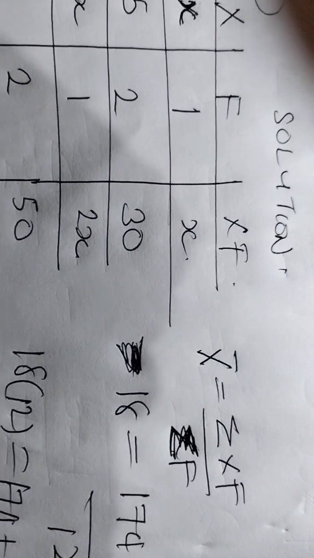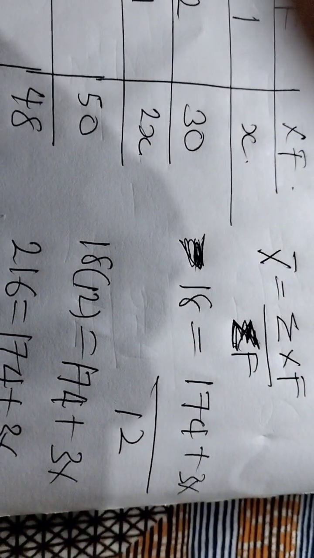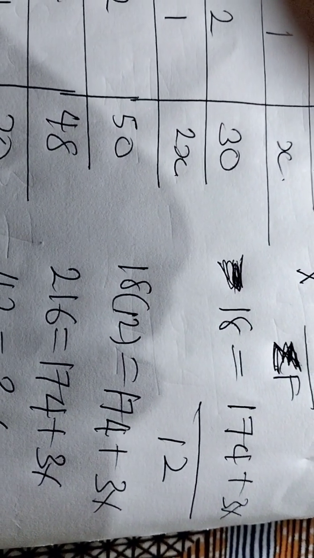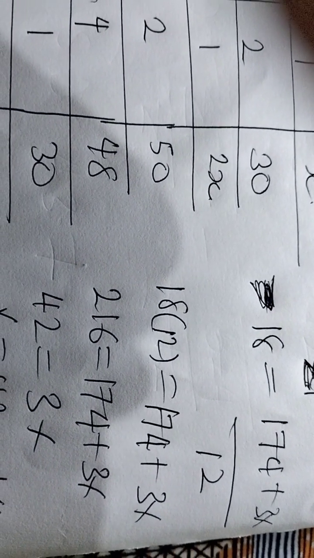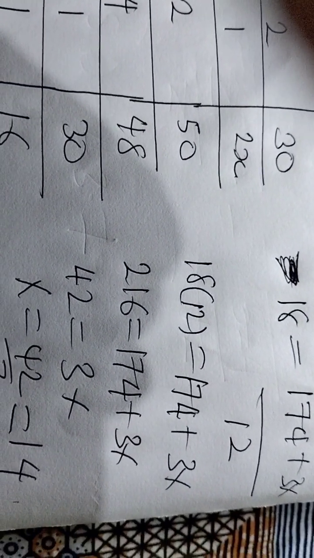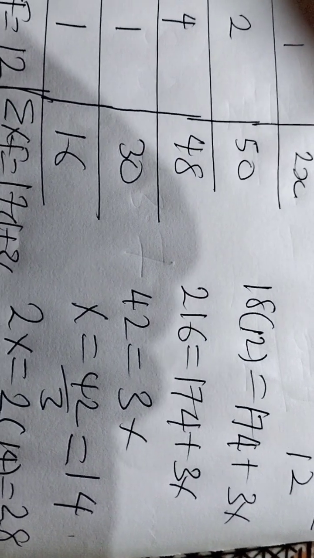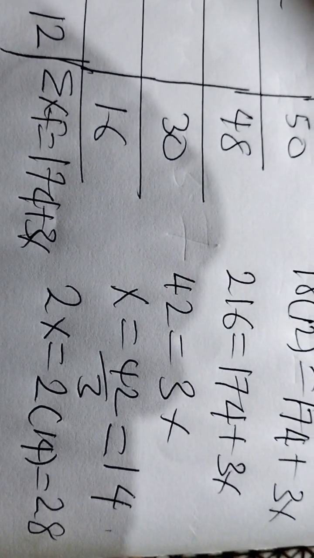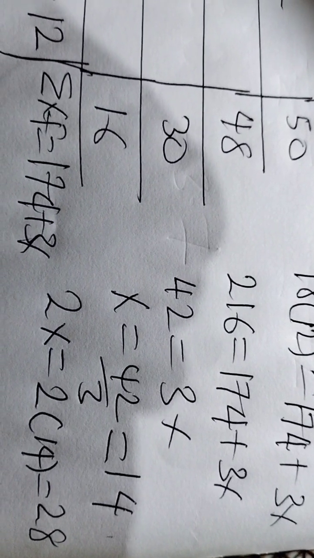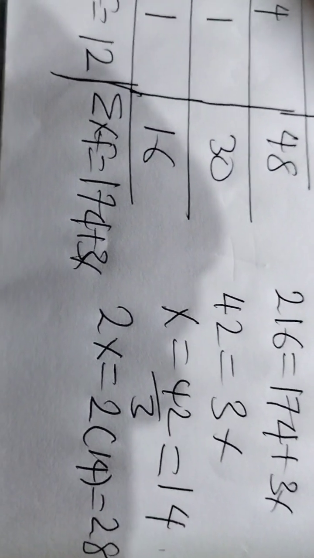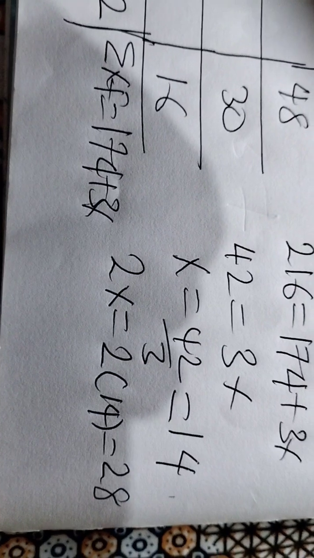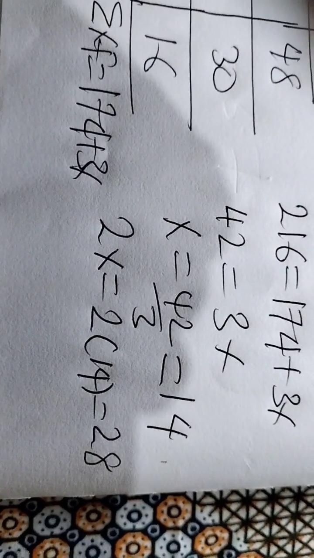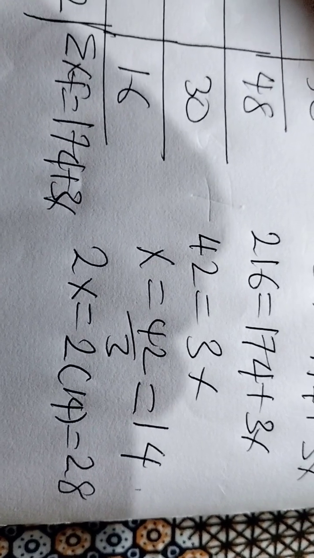The mean given in the equation is 18. That becomes equal to, substituting, 174 plus 3S all over 12. Then cross multiply. You have 18 times 12 equal to 174 plus 3S. Solving for S: 216 equals 174 plus 3S. Then 216 minus 174 gives us 42 equals 3S. S becomes 42 over 3, that gives us 14. Then 2S now becomes 2 times 14, which is 28. So that solves the A part of number 12.